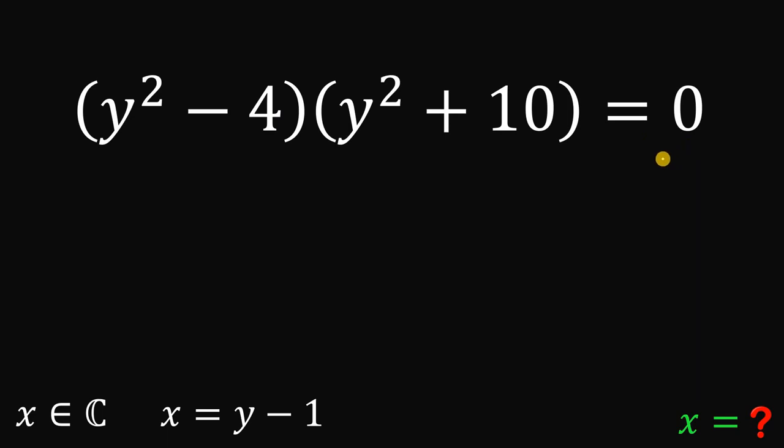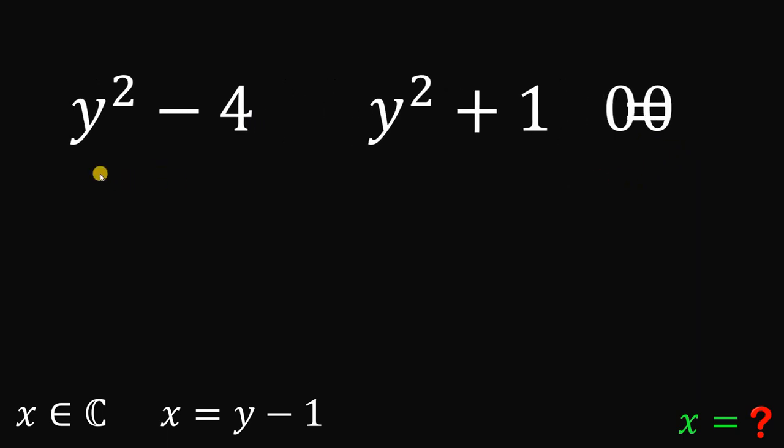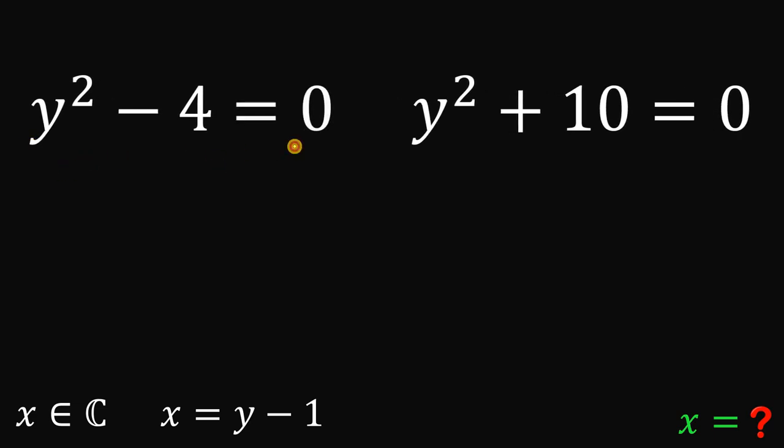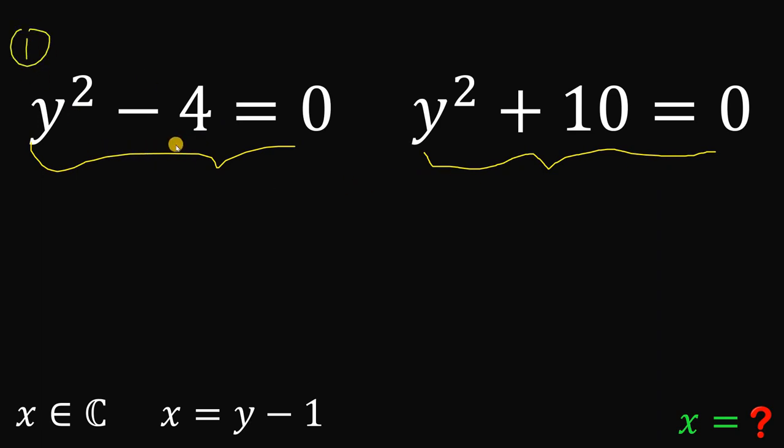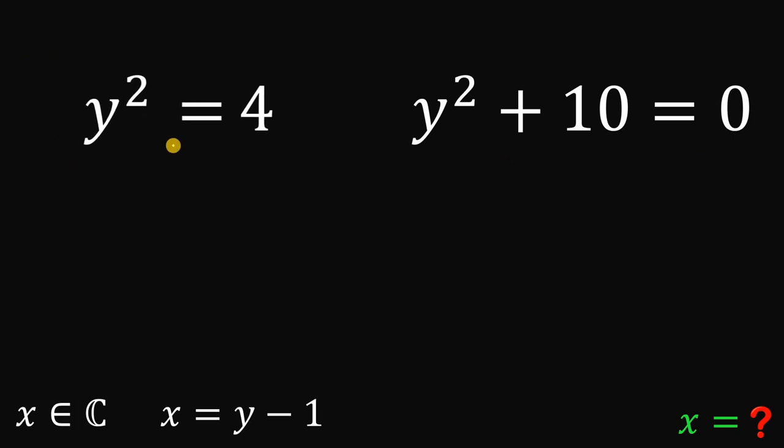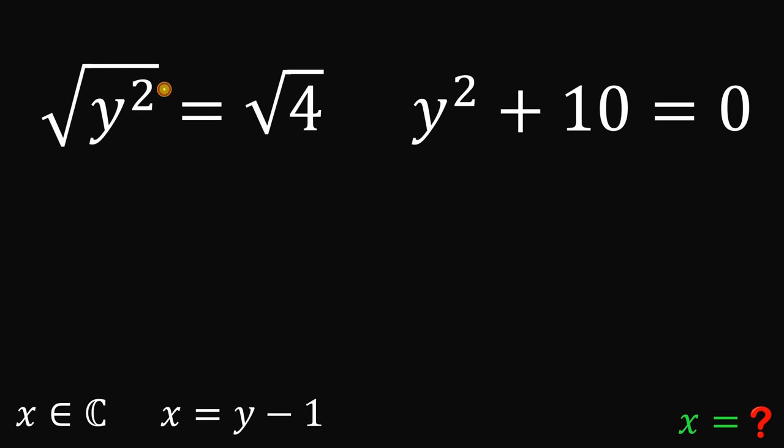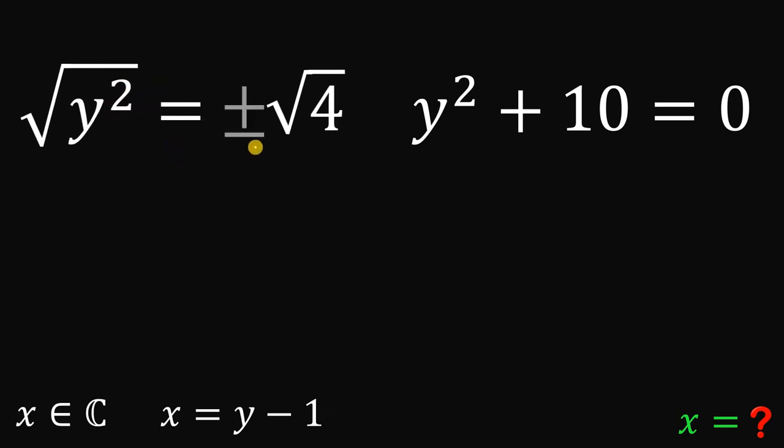Now, it is equal to 0, so we can use the zero product property. At least one of them must be equal to 0. So y squared minus 4 equals 0, or y squared plus 10 equals 0. Using the first case, let's add 4 on both sides to solve for y. Then take the square root on both sides. Take note that we have an even exponent here, so we have two possible values: positive or negative square root of 4.